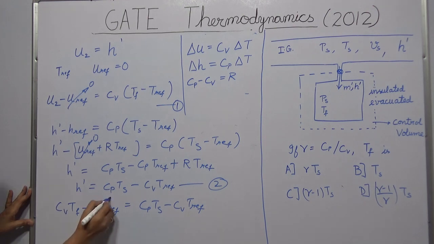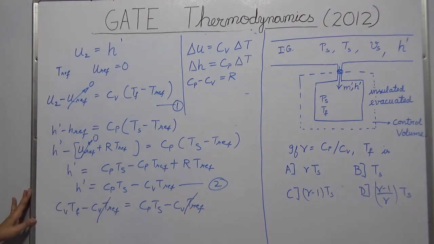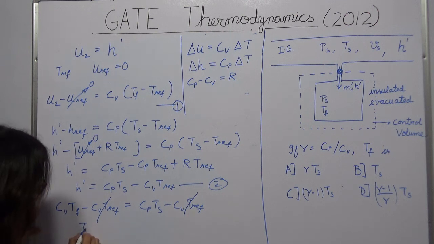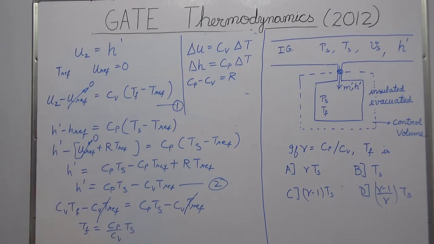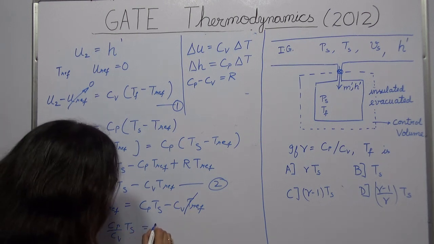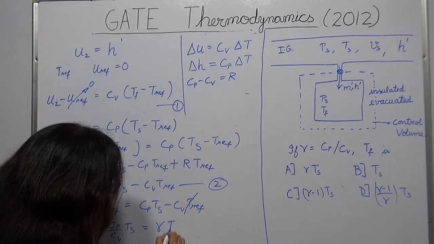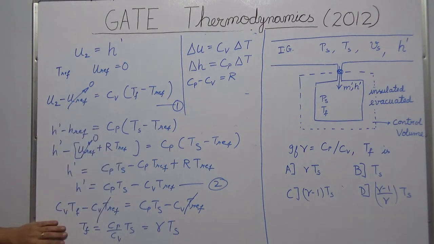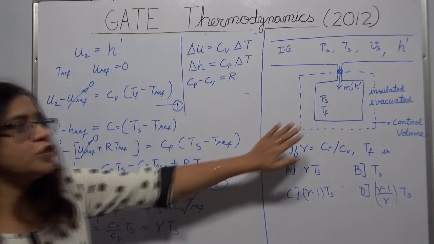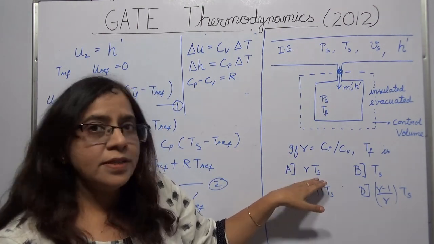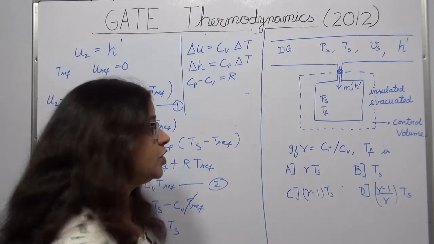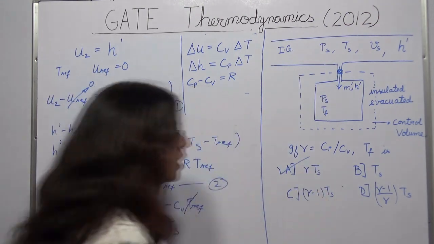Now these are same, so it will get cancelled. So what I am left with is Tf, that is the final temperature, that is equal to Cp by Cv times Ts. What is Cp by Cv? That is nothing but gamma. So gamma times Ts. So what you get is that the final temperature of gas in the cylinder is equal to gamma times Ts, that is the supply line temperature. So your option A is correct.